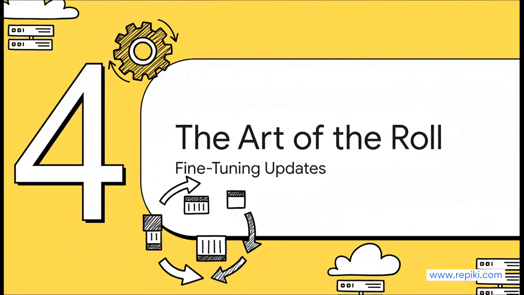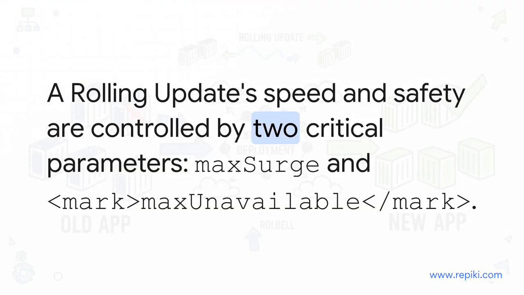So let's really dig into the art of the roll and see how we can fine-tune it. You see, a rolling update isn't just a single fixed process. Kubernetes gives you these two little dials you can turn. And with these dials, you can perfectly balance how fast you want the update to go versus how safe and available you need it to be.